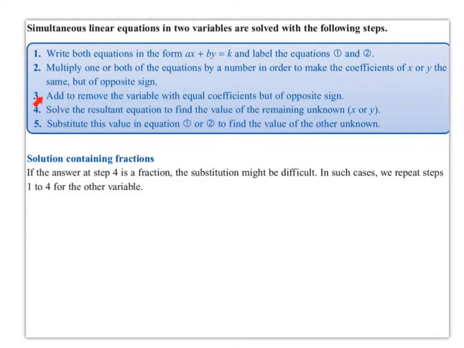Step 3. Add to remove the variable with equal coefficients but of opposite sign. So basically cancel them out. Step 4. Solve the resultant equation to find the value of the remaining unknown x or y. Step 5. Substitute this value in equation 1 or 2 to find the value of the other unknown.